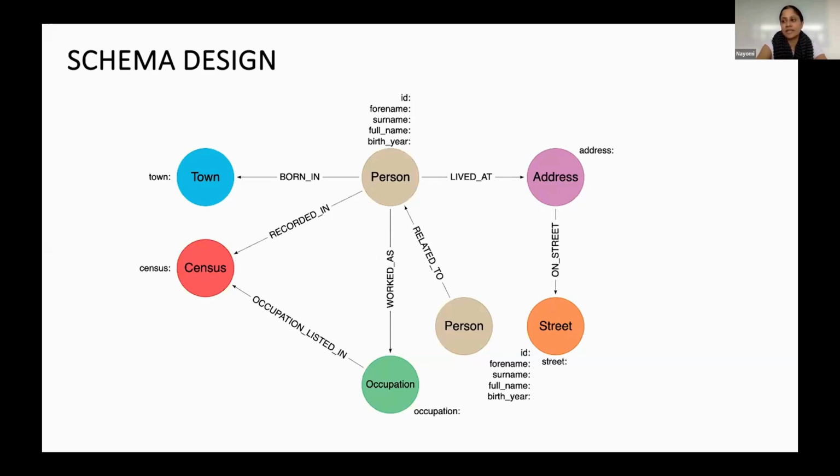Occupations have been linked to census year in this model just by the occupation listed in relationship, which will allow us to track changes in occupation over time. You'll also see that I've included a street node here and tagged that to the address node. The reason I've done this is to show how we might then query this model to find out if, for example, there were clusters of people with the same or similar occupations living on the same street or group of streets.